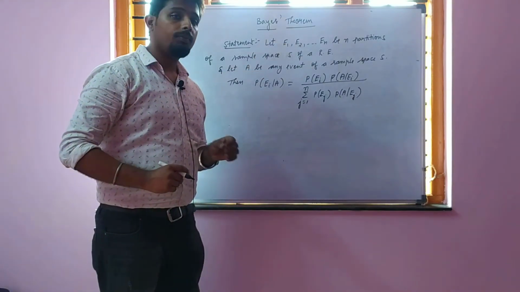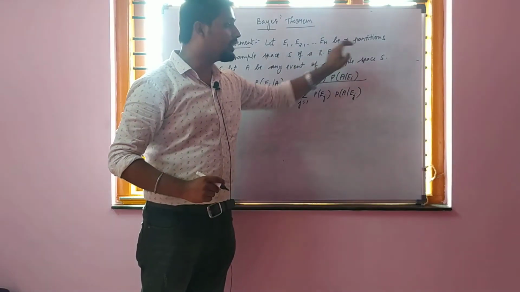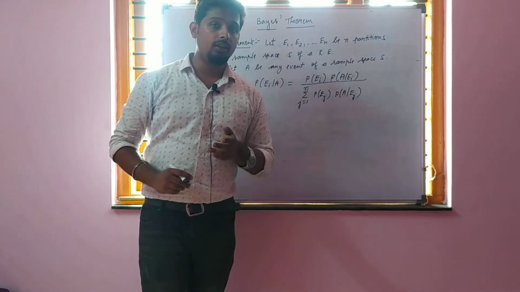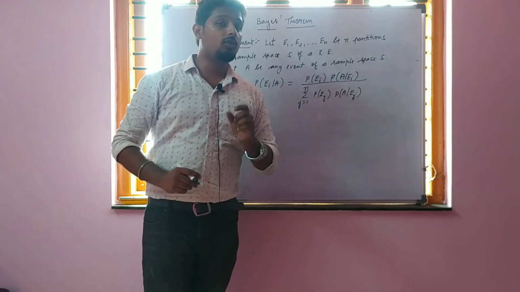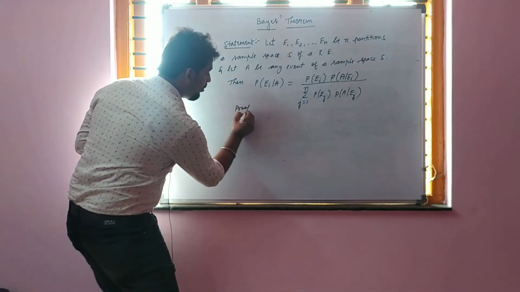So what is given here? It is given that these events E1, E2, E3 and so on up to En are the partitions. So it means if these come under partitions, what does it mean? It follows those 3 rules we considered before. Is that right? What are those 3 rules? The first rule was, so let us start the proof.